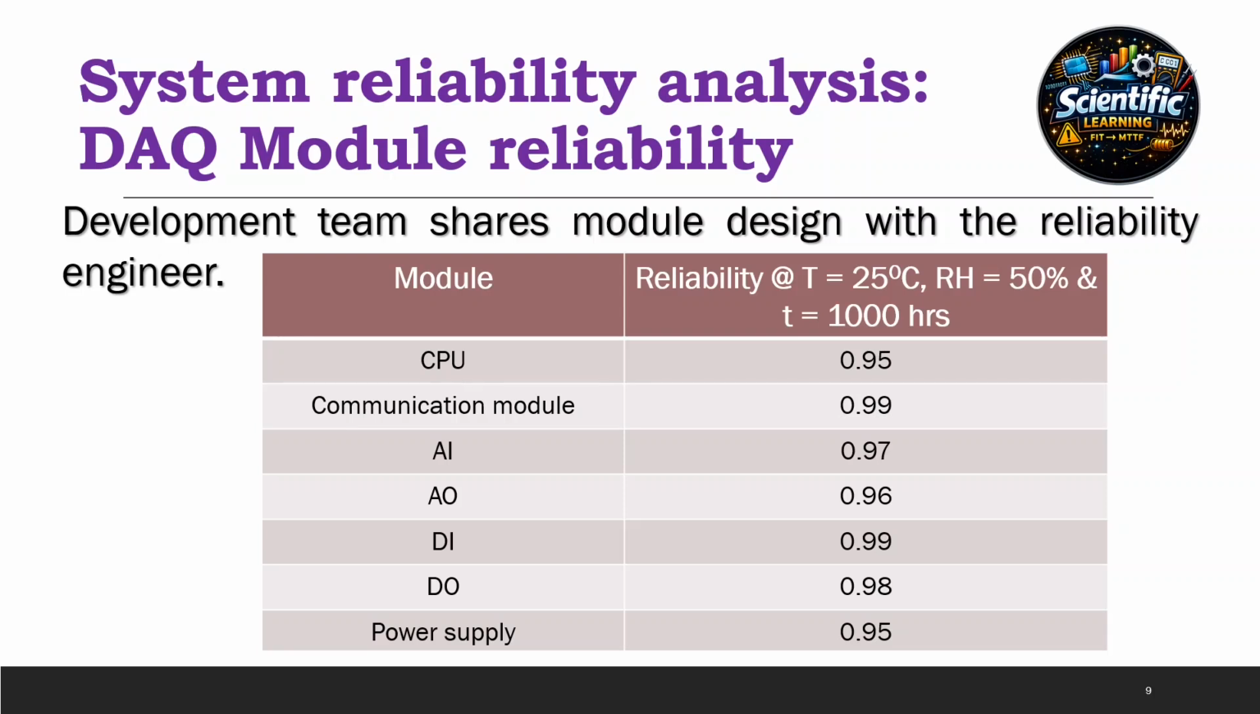For example, for CPU module, the reliability is 0.95. For a DO card, the reliability is slightly higher, that is 0.98. Now the reliability is decided by the type and number of components used in the module. For example, relays, which tend to be present in the power supply, have higher failure rates. That is why the reliability of the power supply module is lesser here.